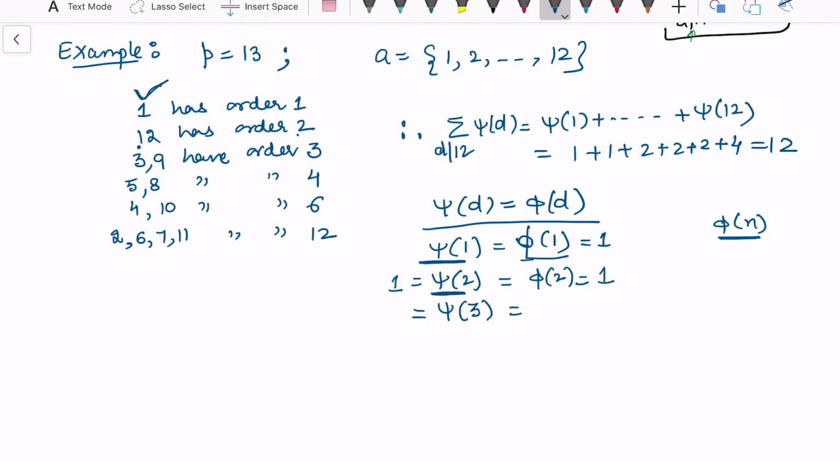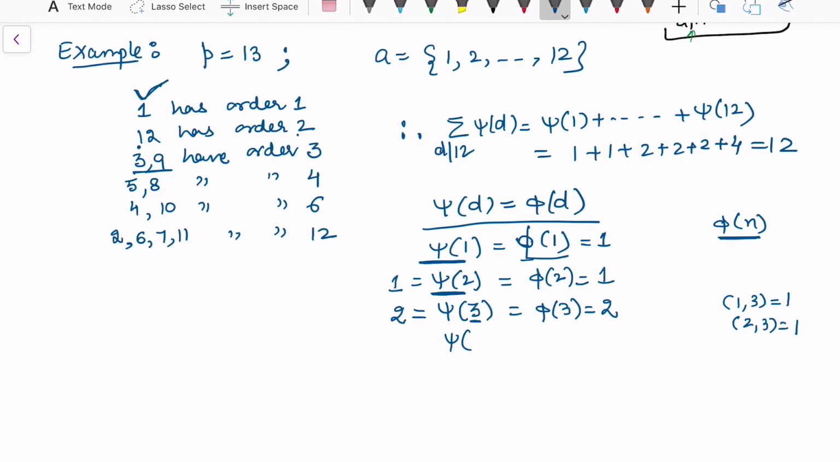There are two integers which have order 3, so this is 2. I am looking at it from here. And phi 3, by definition, there are two integers which are relatively prime with 3: 1 and 3 have GCD 1, 2 and 3 have GCD 1. So this number is 2.